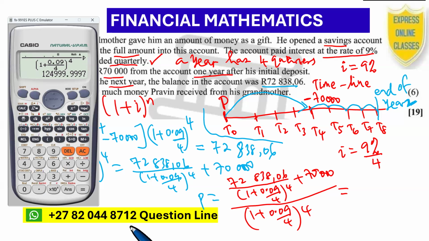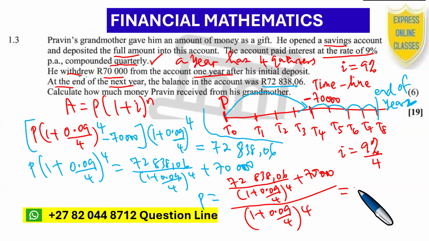So this is actually exactly the following, 0.99999, etc. So it is actually exactly 125,000. Exactly that.